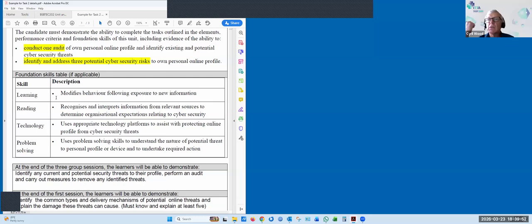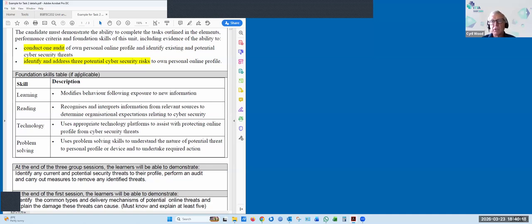Now, have you all seen foundation skills tables in a unit of competency that you've downloaded? Anyone? They all watch your TV at the same time. No? So you have seen, obviously you all got your mics off, so you've seen the foundation skills.